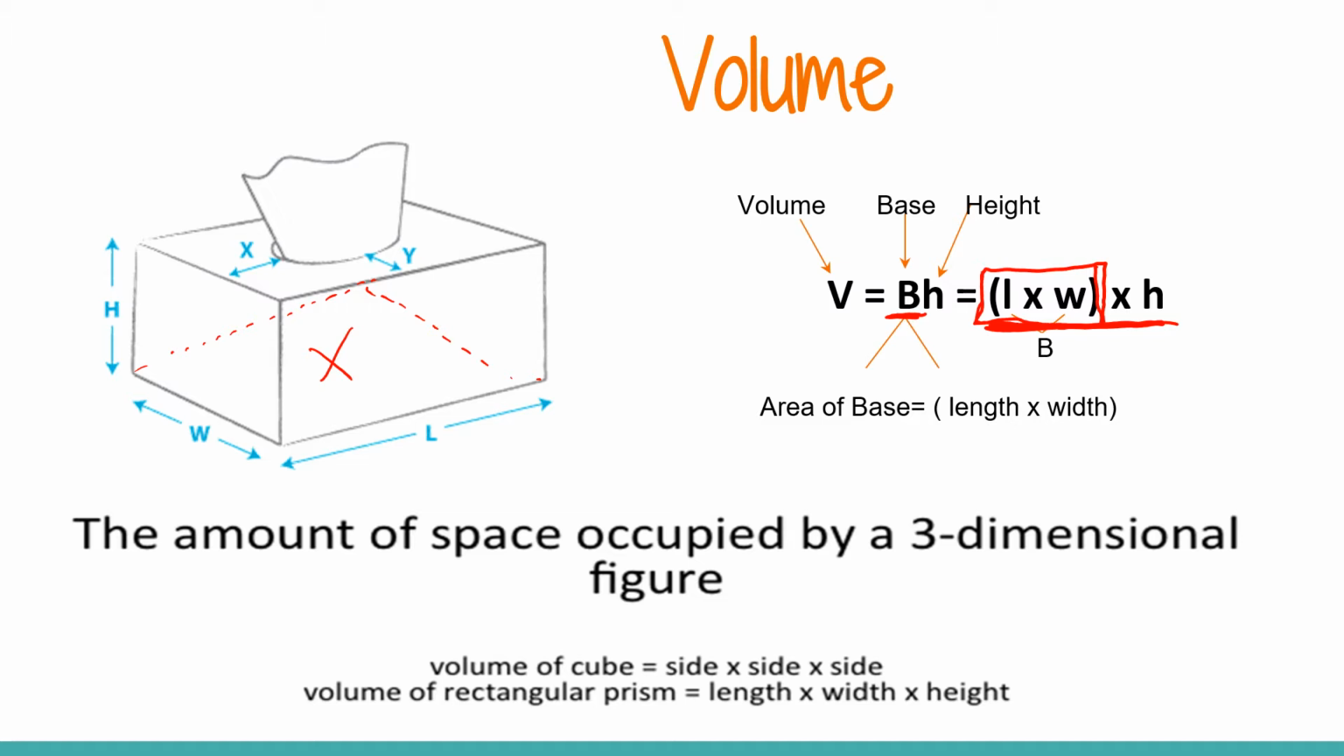All right. So the volume of a cube is side times side times side. The volume of a rectangular prism is length times width times height. So that's important to know there. But it's all still going to be multiplying three numbers, all right?